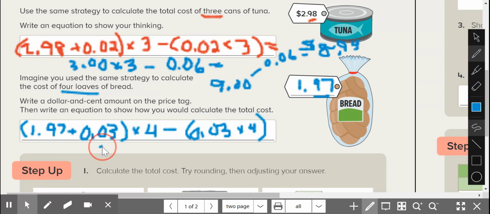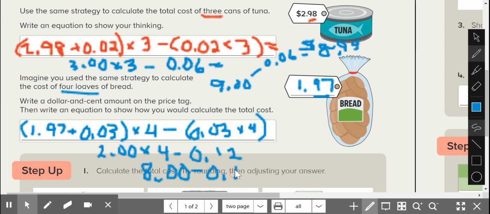$1.97 plus 3 cents is $2, times 4, minus 3 pennies times 4, which is 12 cents. Order of operations, I have to multiply next. $2 times 4, I get $8, minus 12 cents. I have to do a little bit more math, but this isn't so bad.